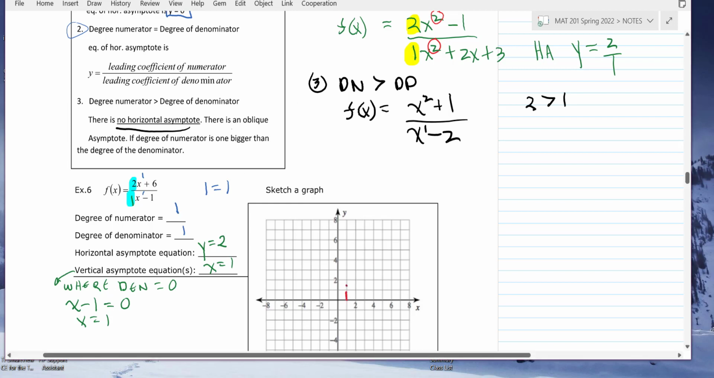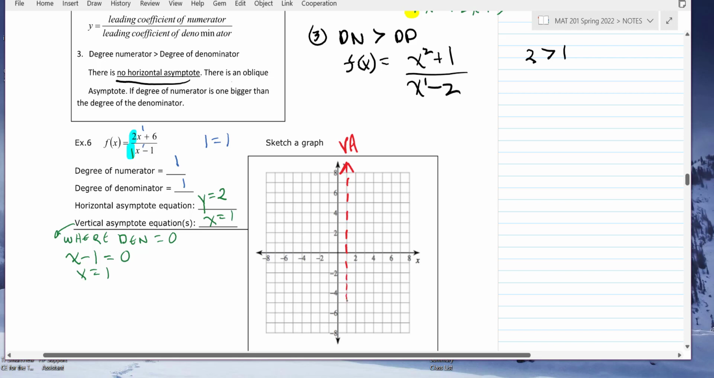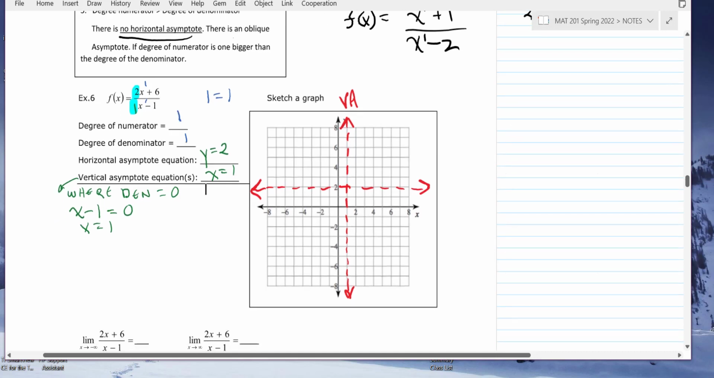Let's put the vertical asymptote at x equals 1. I'll write that as the vertical asymptote. Okay, then we'll do the horizontal asymptote at y equals 2. And then we're going to use our graphing calculator to figure this out.